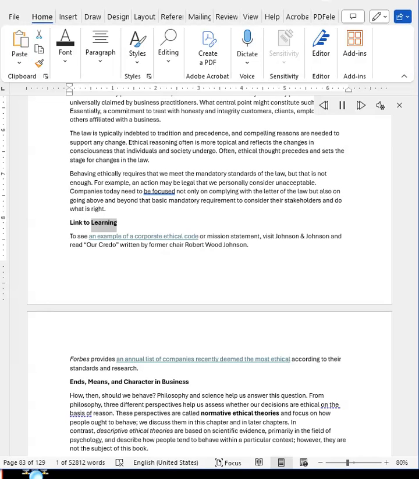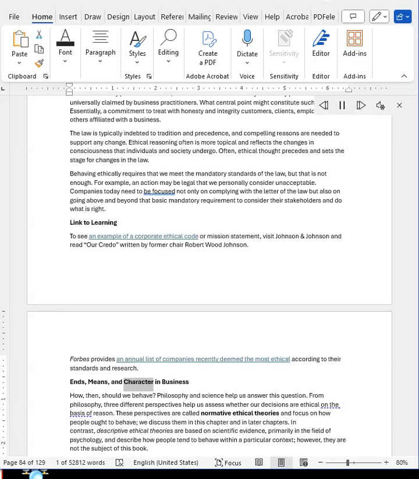Link to learning. To see an example of a corporate ethical code or mission statement, visit Johnson & Johnson and read Our Credo, written by former Chair Robert Wood Johnson. Forbes provides an annual list of companies recently deemed the most ethical according to their standards and research.